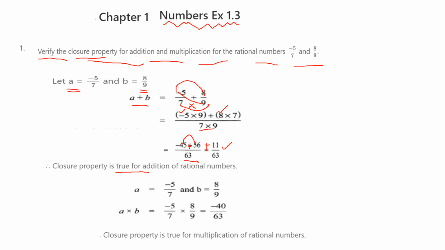Next, multiplication. So a equal to minus 5 by 7, b equal to 8 by 9, means a into b is minus 5 by 7 into 8 by 9. Directly multiply the numerators: minus 5 into 8 is minus 40. 7 into 9 is 63. So closure property here is also true for multiplication because it came out as a rational number.